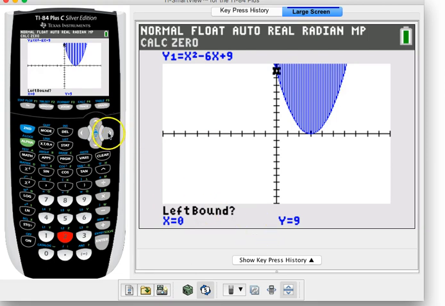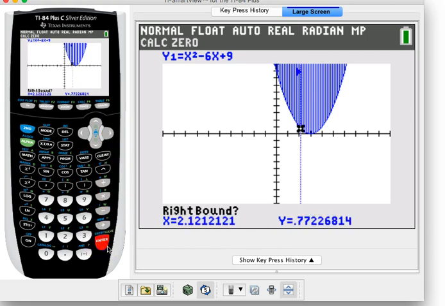So left bound of the zero just means I want an x value that's left of where it's touching the axis. So that would be that. Remember, you can also type these in instead of scrolling if you prefer. That's going to be right bound. I tell it to guess, and it's telling me, look at this, 3.00000011.